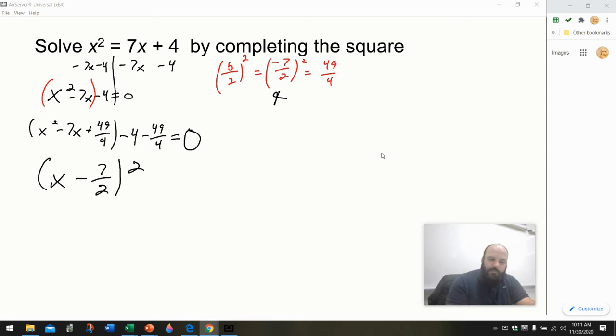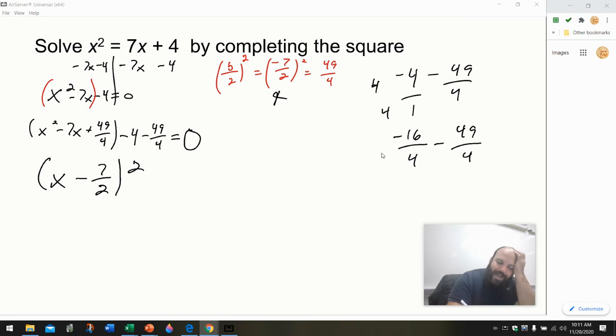Now we need to simplify this minus 4 minus 49/4. So I'm going to do that off to the side. So I have negative 4 minus 49/4. So I need to make the negative 4 over 1. I need to multiply it by 4 on the top and the bottom. So I get negative 16 over 4 minus 49 over 4. Now negative 16 minus 49 is going to be negative 65 over 4. So that's what this turns into.